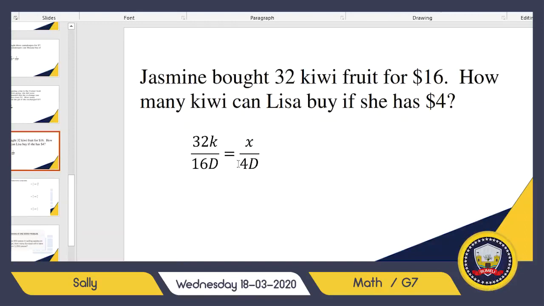So I will just cross multiply. The most important thing in proportion is that you read the word problem carefully and order the numbers. So here the givens 32 kiwi over 16. Then he asks about the kiwi. So kiwi is unknown for $4. So kiwi over dollar equal kiwi over dollar. So here the unknown is the kiwi. Then I will just cross multiply. 32 times 4 over 16. The answer will be 8 kiwi for $4.